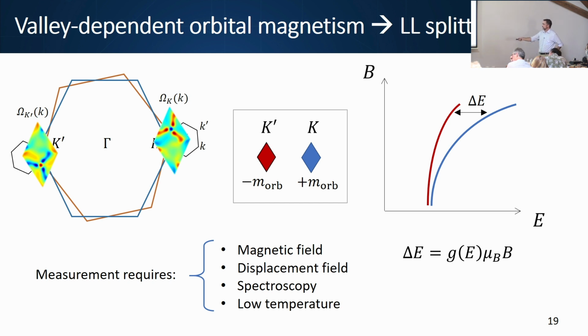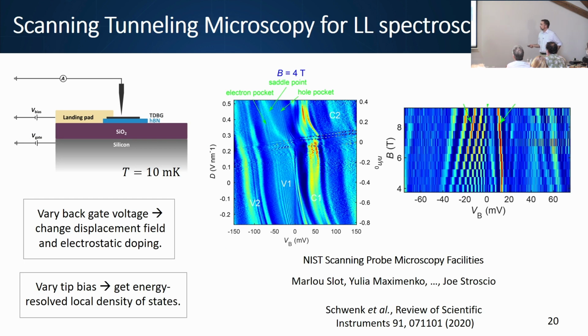So to do this measurement, you need a magnetic field. You need a displacement field to induce this orbital moment. You need to be able to do spectroscopy to get these energy levels. And it has to be low temperature because these are narrow bands, and so the energy splittings are pretty small. So at NIST, my colleague has been doing this measurement using scanning tunneling microscopy for Landau level analysis. What they have is an STM with a backgate. It's at low temperature. The backgate allows you to change the displacement field, so we have that knob. They can apply a magnetic field to 15 Tesla. And then you can vary the tip bias to get the energy resolved density of states.